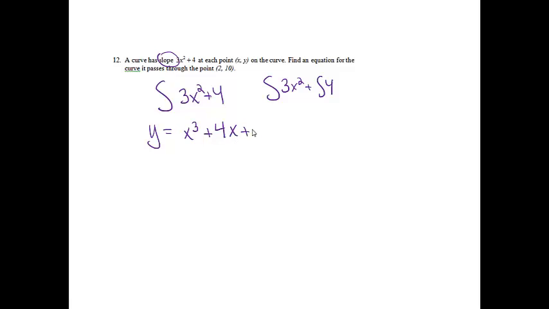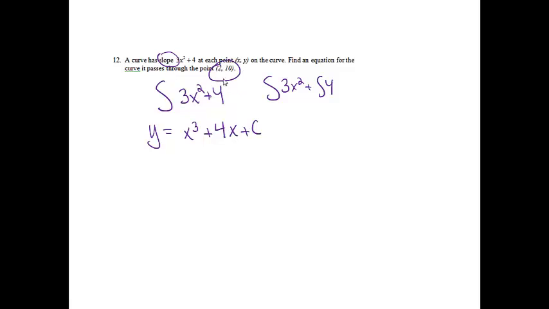So to get from the derivative back to the curve, we need to take the integral of 3x squared plus 4. So our curve is going to be y equals, and since there's a plus sign, we can separate it into two integrals. So I'm going to get the integral of 3x squared would be x cubed, plus the integral of 4 would be 4x, and don't forget your plus c.